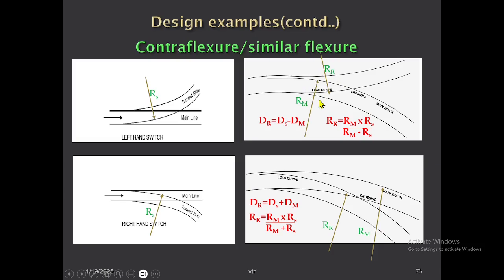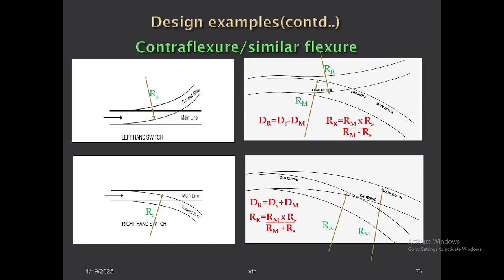Because of this critical situation, we have to design and provide superelevation in such a way as to satisfy both the conditions: the superelevation required for the train going on the mainline, as well as for the train negotiating the turnout, duly availing the permitted cant deficiency. That aspect you should look into here.